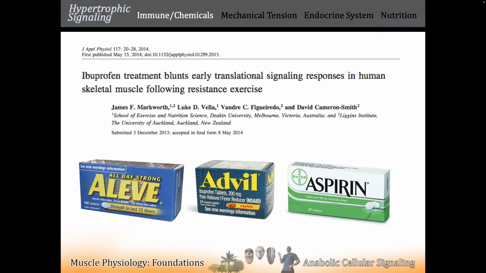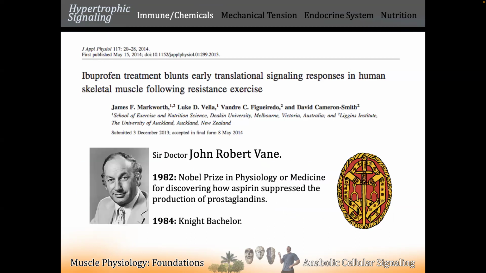And aspirin is a suicide inhibitor of that enzyme, an irreversible COX blocker. So you reduce soreness, but you also impair tissue remodeling. You reduce that at the same time. This is the guy who discovered how aspirin suppresses prostaglandin production. He's a knight bachelor, which is the lowest ranking of knight. So like Elton John and Paul McCartney, those are real knights, in case you want to go to war and you're looking for whom to bring.